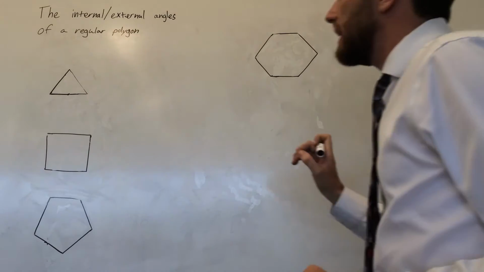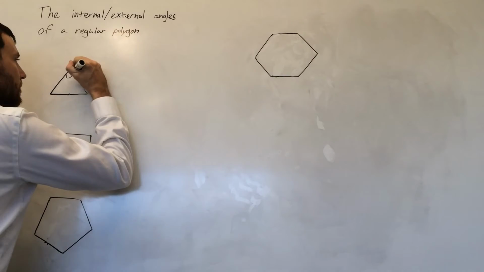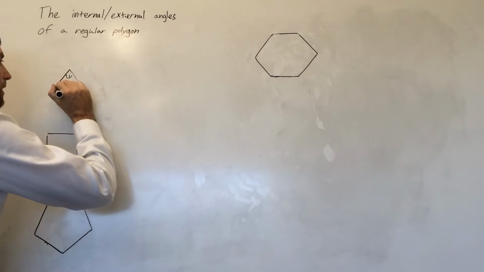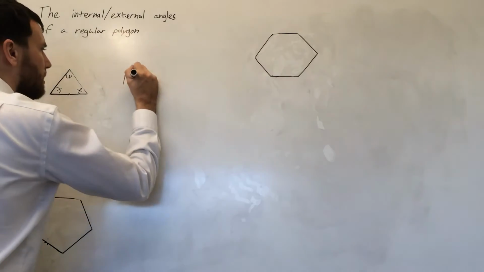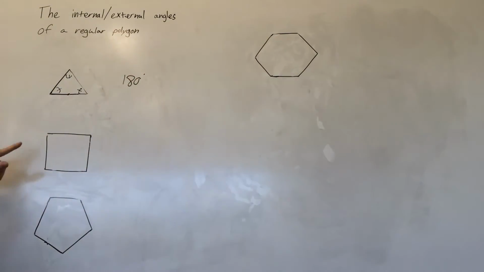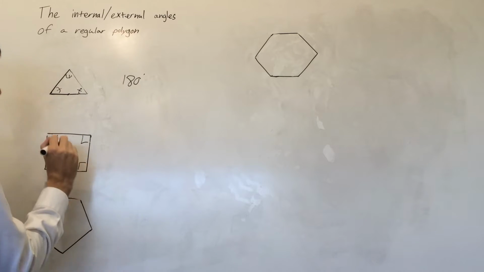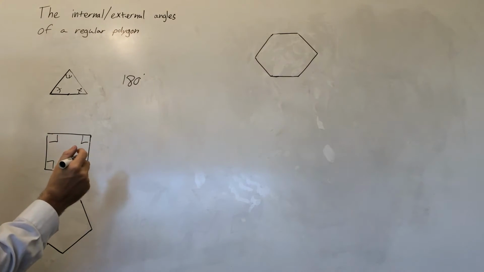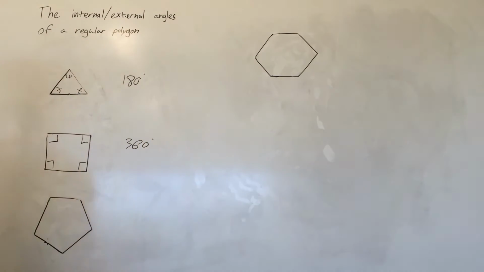Talking about the internal and external angles of a regular polygon. So the internal angles of this regular polygon, a triangle, are going to be 60, 60, 60, and this is going to be 180 degrees. For this one, the internal angles are going to be 90, 90, 90, 90. And so we get 360 degrees.